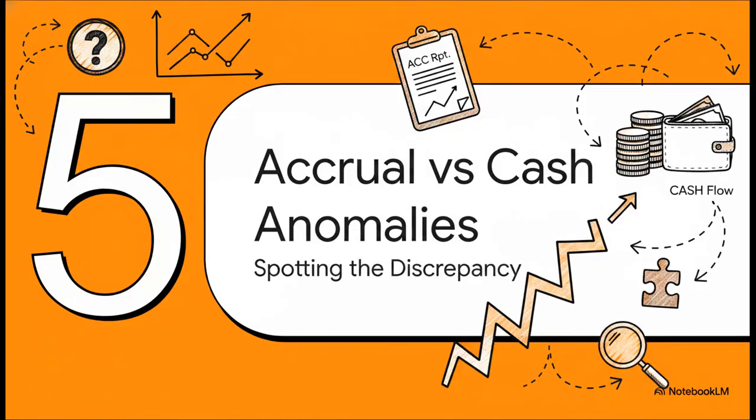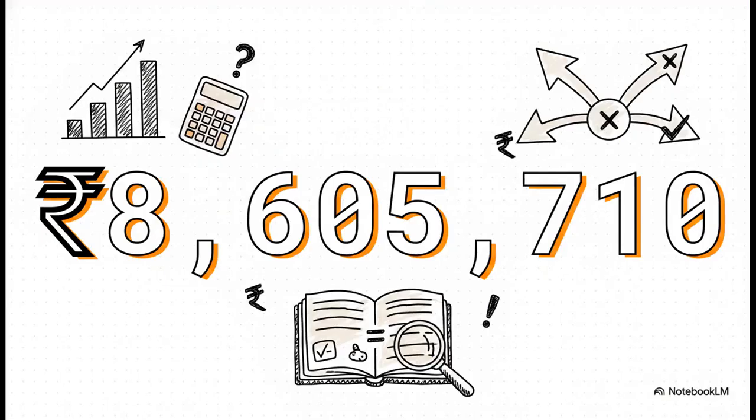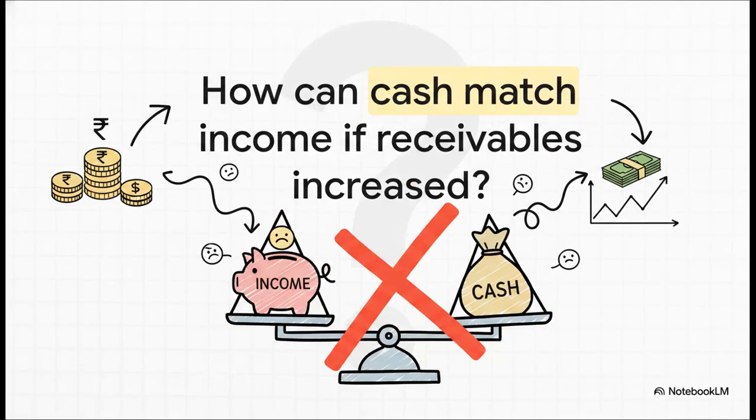Section 5. Accrual versus cash anomalies. Okay, so the absolute crux of this whole thing revolves around this exact number, roughly 8.6 million Indian rupees. The company reported this identical figure for both the interest income they supposedly earned during the year and the actual cash interest they claim to have received during the year. Which naturally brings us to the logical question that completely blows this financial statement wide open.